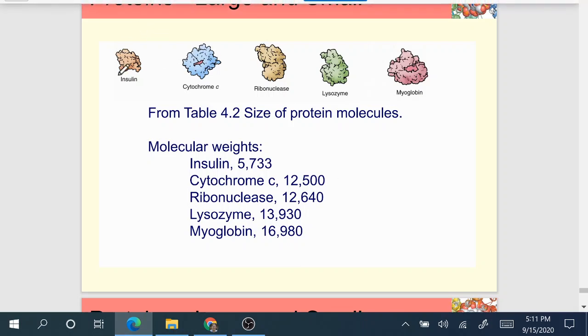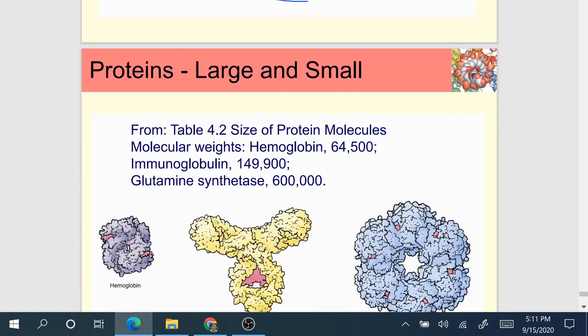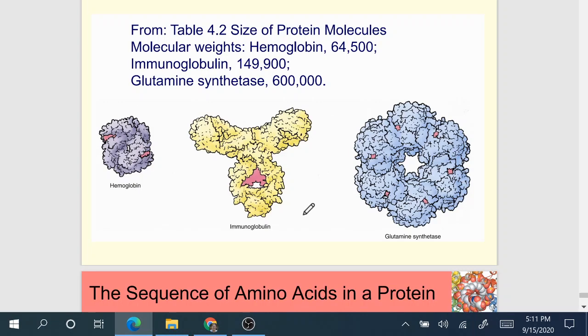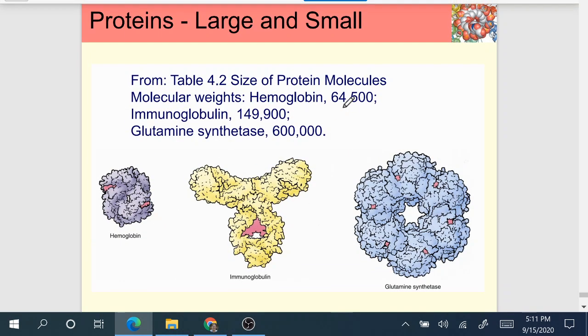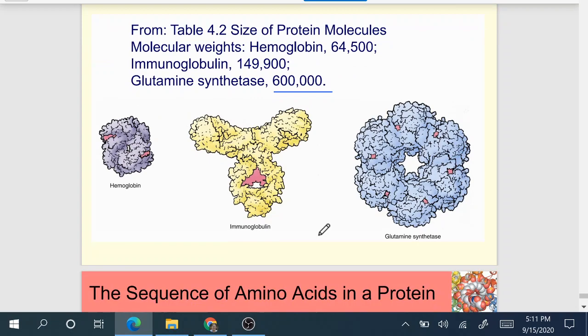So we have some small proteins like insulin and large proteins like myoglobin, which can have a molecular weight anywhere from 5,733 to 16,980, and even this isn't really all that large. See, here we have hemoglobin, which has a molecular weight of 64,000, immunoglobulin, which has a molecular weight of 149,000, and glutamine synthetase with a molecular weight of 600,000. We can also see here the amazing regular structure of these molecules.